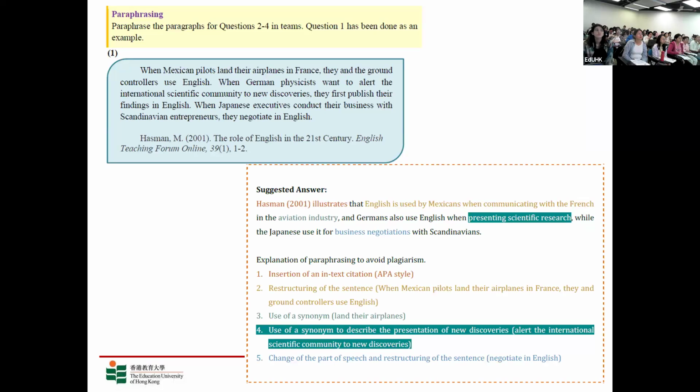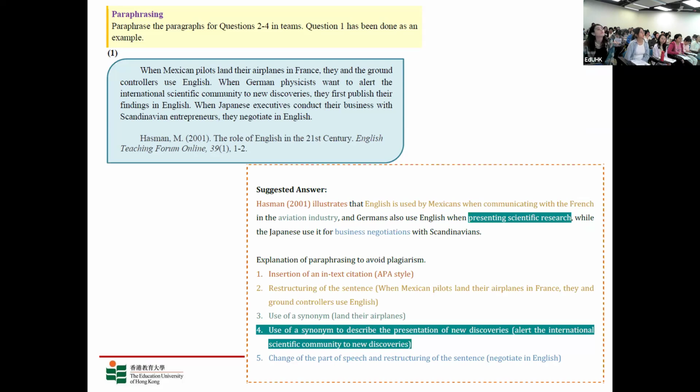Yeah, and here, they are talking to people in France. Then you can change it to the French. Okay? And then in the aviation industry. So of course, provided you know this word, right? So we are talking about what pilots do. Then it is in the aviation industry. So you see the different words are used to replace the original meaning in the first sentence.